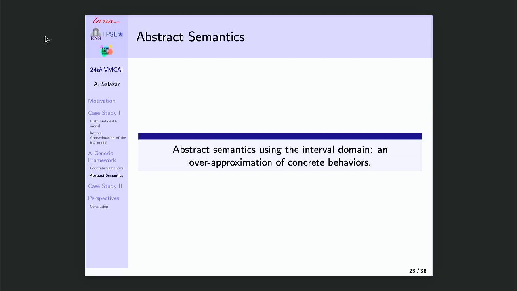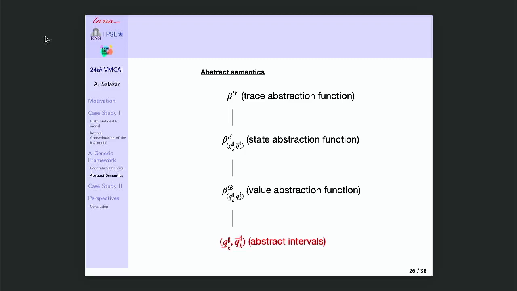And so now what we would like to do is to define the abstract semantics. Okay, so the abstract semantics is an over-approximation of the concrete semantics. And we approximate the chemical values by intervals. So we would characterize these intervals and build a hierarchy of the different kinds of mathematical abstract functions that we require to go from chemical values or chemical states into the abstract realm.